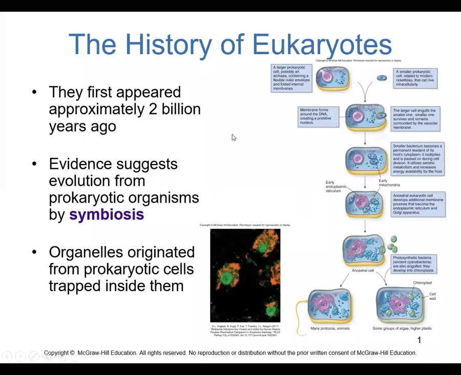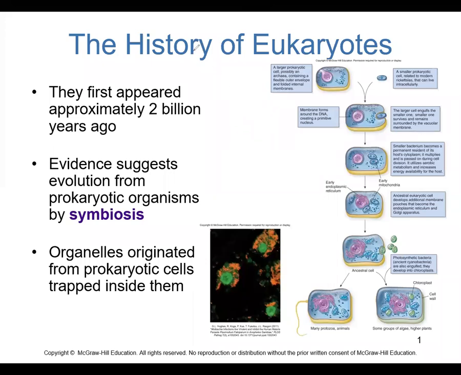All right, this will start the eukaryotic section of microbiology. First, we're going to start with the history. Approximately 2 billion years ago, we have first eukaryotic cells forming. This is through a process called endosymbiosis.